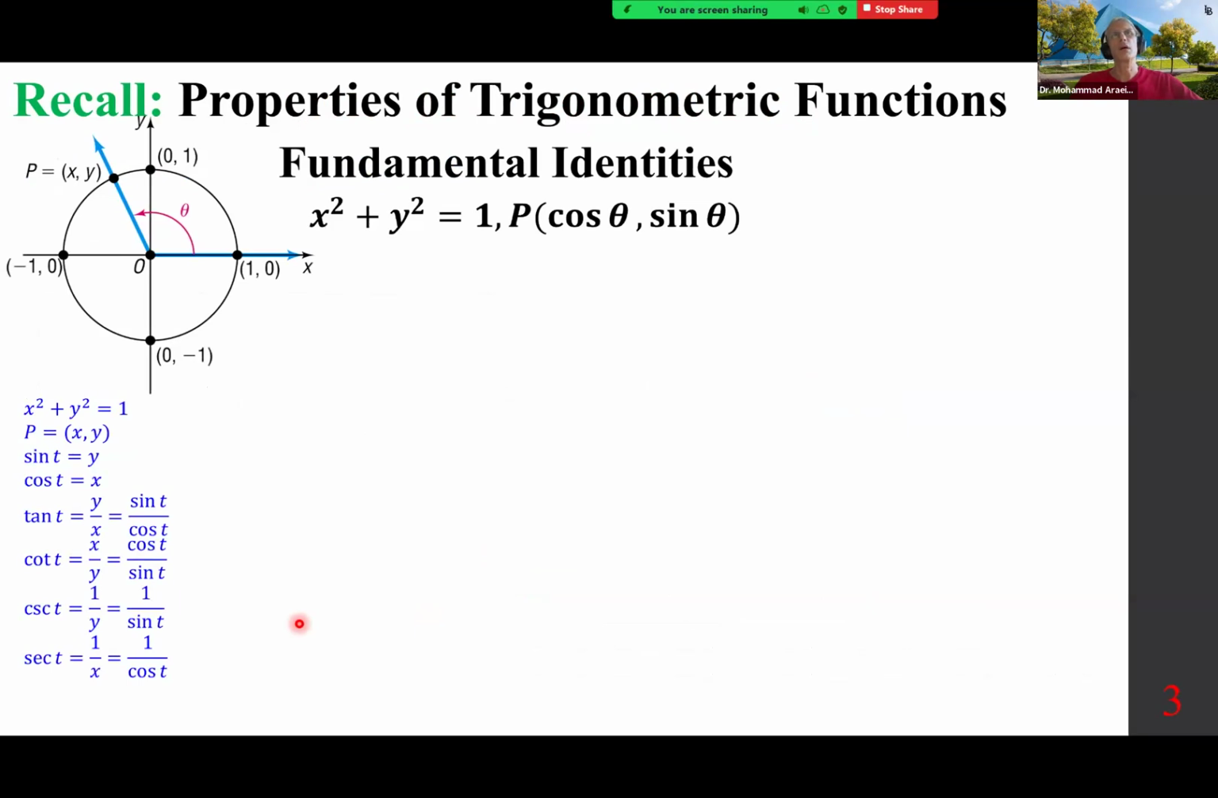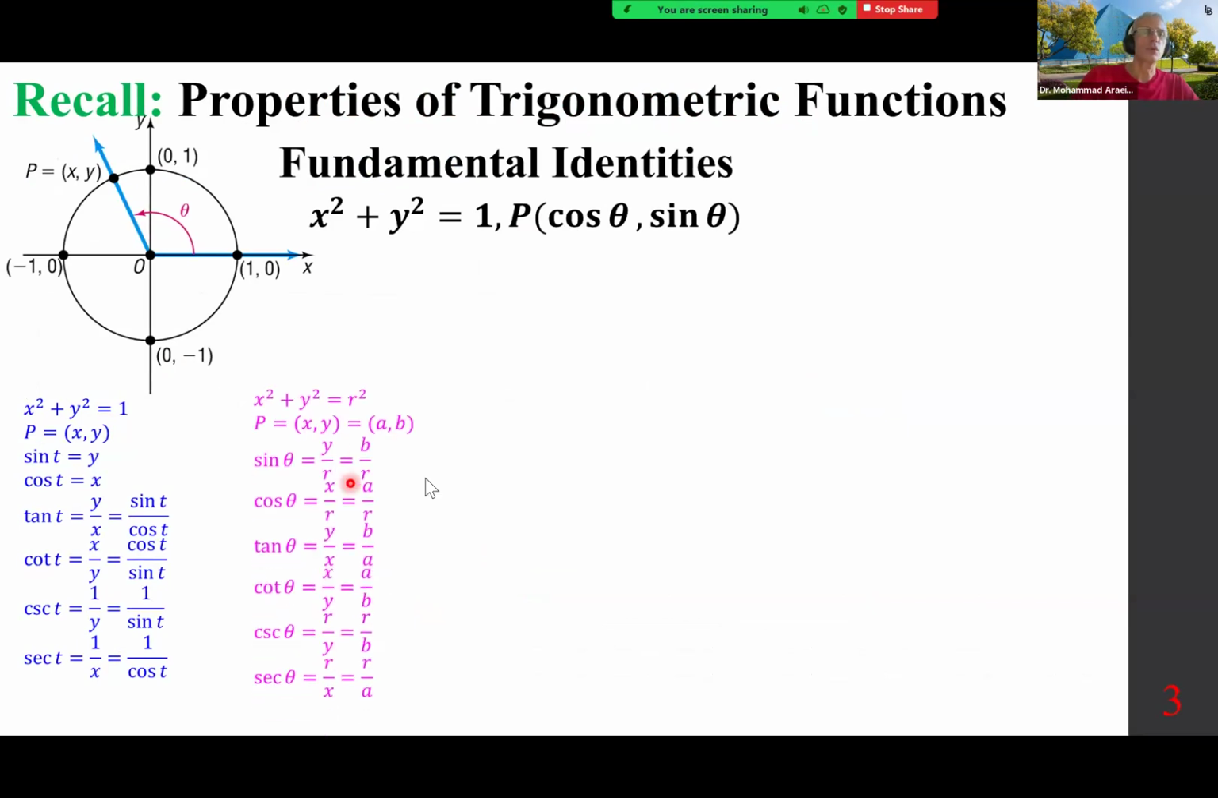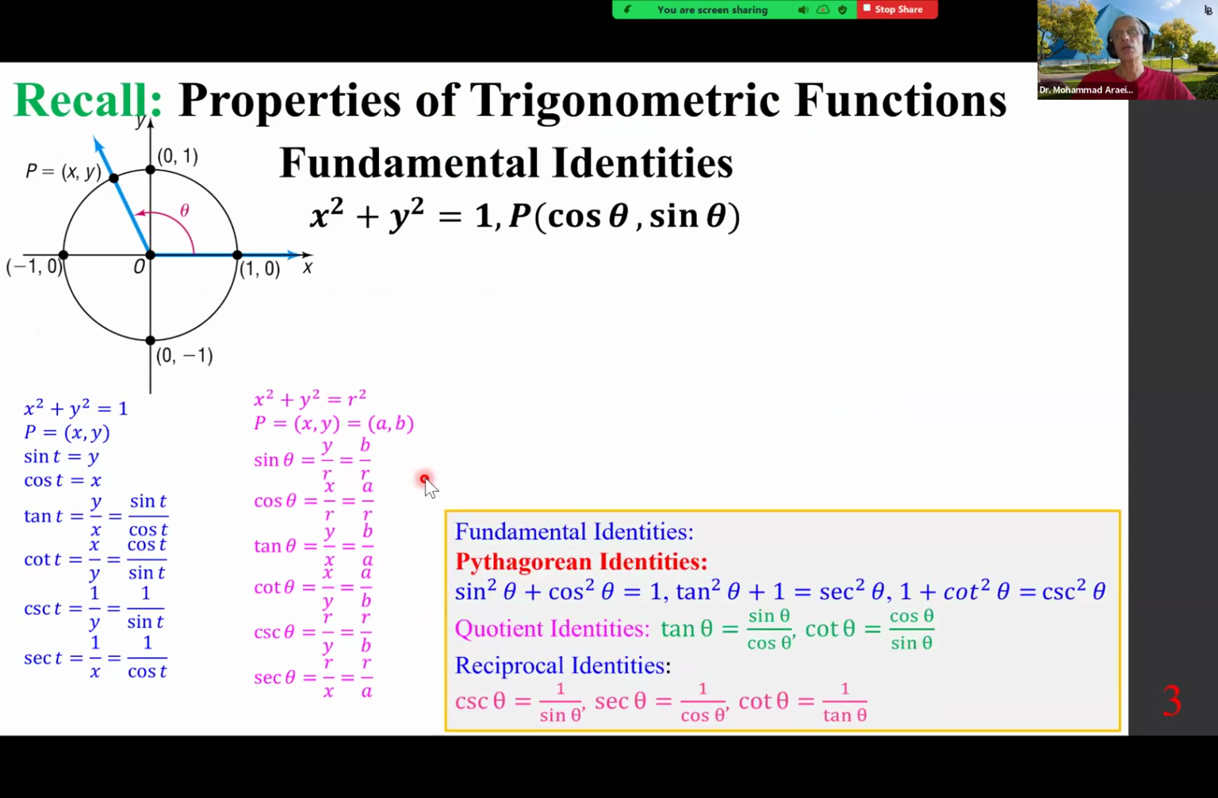Again, a quick reminder of what you've seen as far as fundamental identities are concerned. This is the format for the unit circle. This is the format when the circle has a radius r. And these are the identities I'm going to remind you because we're going to need them. Pythagorean identity, sine squared plus cosine squared equals 1. Tan squared plus 1 equals secant squared. 1 plus cotangent squared is cosecant squared.